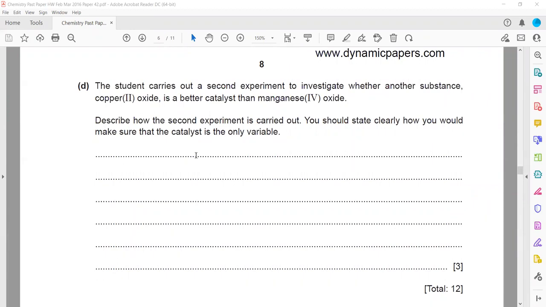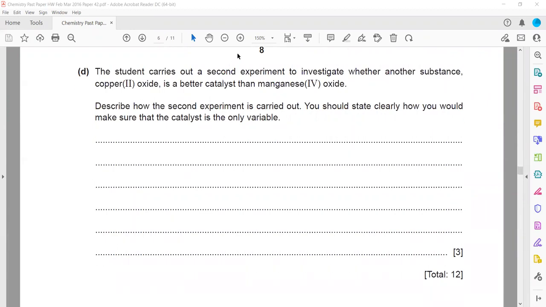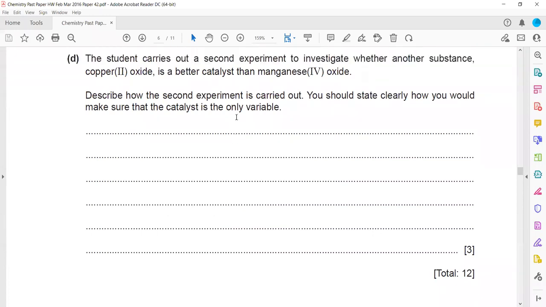For any question you want me to repeat, just let me know, and I will repeat it at the same time. The student carries out a second experiment to investigate whether another substance, copper 2 oxide, is a better catalyst than manganese 4 oxide.